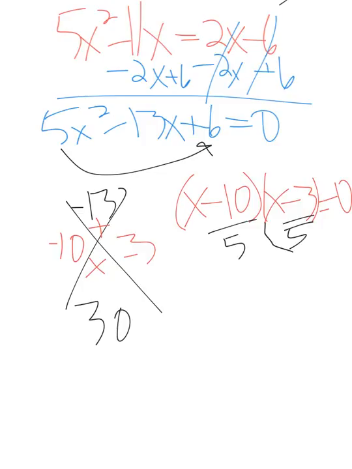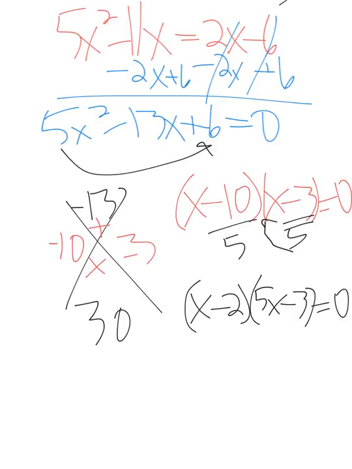So the 3 over 5, that 5 will swing up front. That 10 over 5, that'll make 2. X minus 2. 5x minus 3 equals 0. And so my two answers are going to be 2 and 3/5. How do I know that? X minus 2 equals 0. Well, x must equal 2.